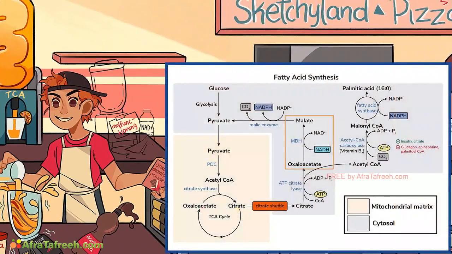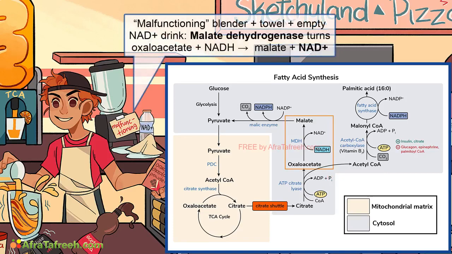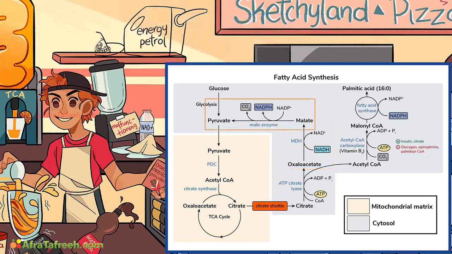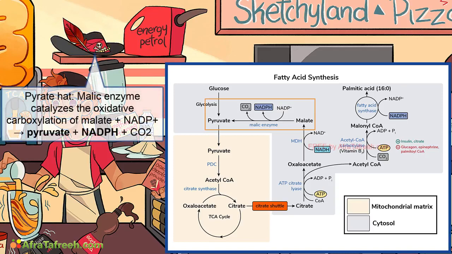Before we discuss what happens next with acetyl-CoA, let's briefly mention what happens to oxaloacetate. Oxaloacetate has to get back into the mitochondria, but like acetyl-CoA, it can't directly cross membranes. Instead, malate dehydrogenase turns oxaloacetate and NADH to malate and NAD+. Then, malic enzyme catalyzes the oxidative decarboxylation of malate to make pyruvate before entering the mitochondria. Note the pirate hat for pyruvate.